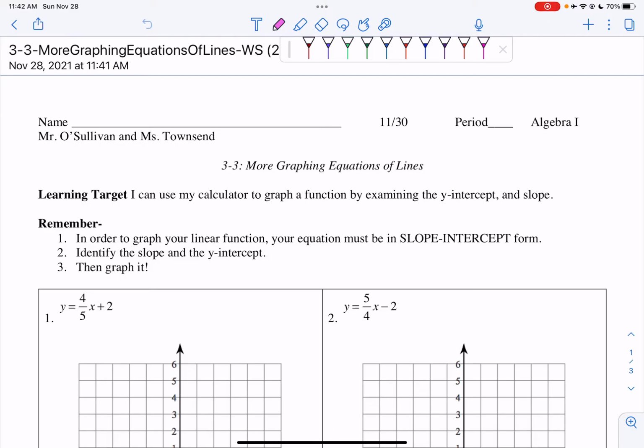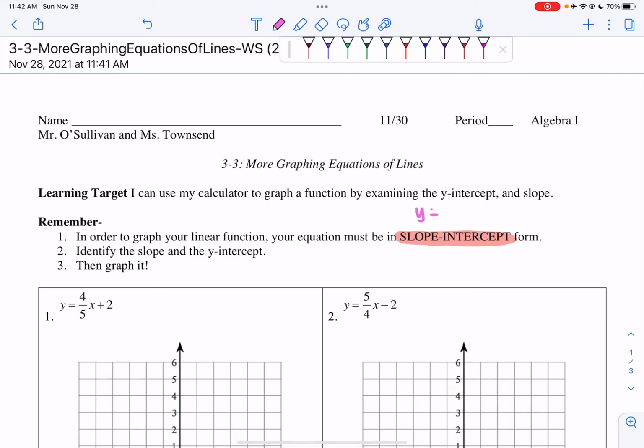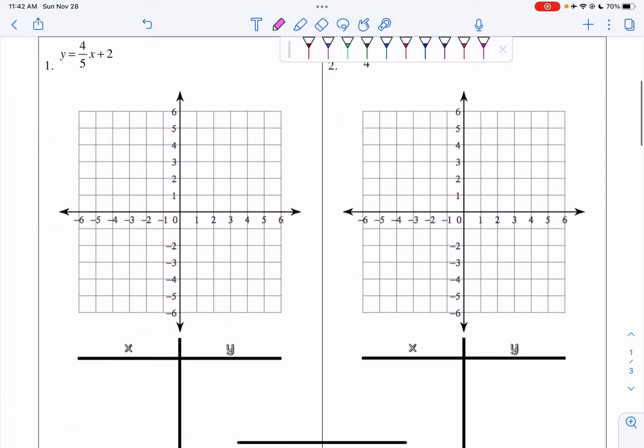Now remember, in order to graph your linear function, your equation must be in slope-intercept form. And we know slope-intercept form is y = mx + b, where m is your slope and b is your y-intercept. Step 2 says you're going to identify your slope and your y-intercept, and then boom, you're going to graph it. If you want to use the steps from yesterday, which are the exact same, just worded a little differently, you can use those steps. They will still yield you the same answer.